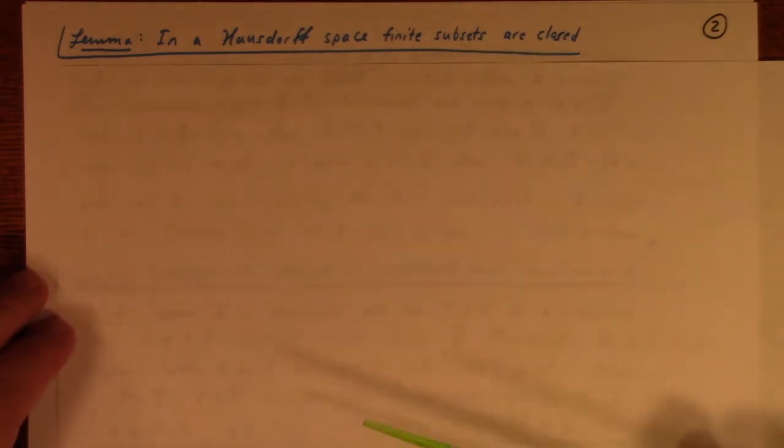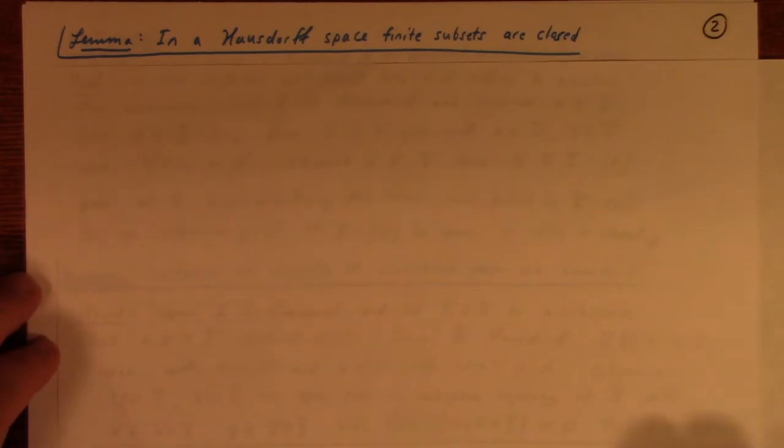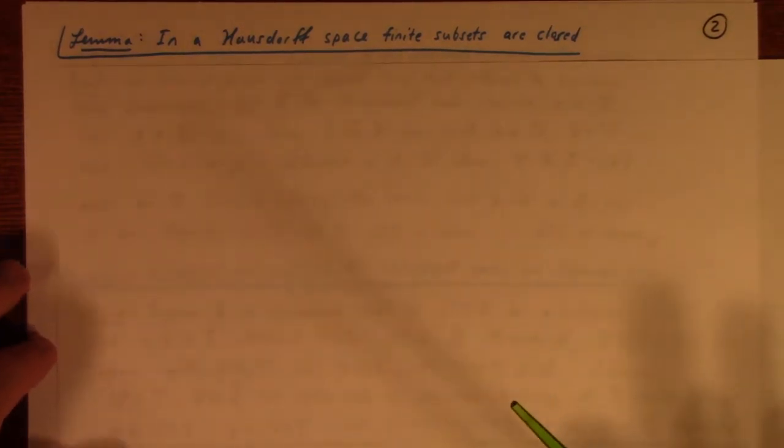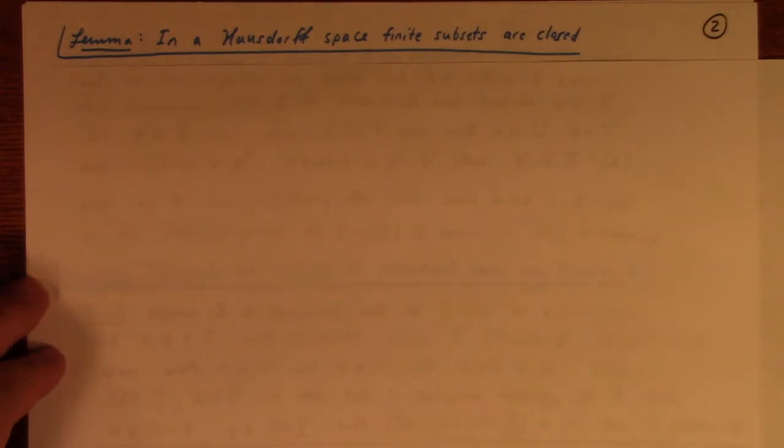But anyway, in a Hausdorff space, finite subsets are closed. This is a really nice lemma, very useful. Many of our examples are Hausdorff spaces, so it's very comforting to know that in an arbitrary Hausdorff space, if you've got a finite set, it's closed. Pretty cool. Here's how it goes.